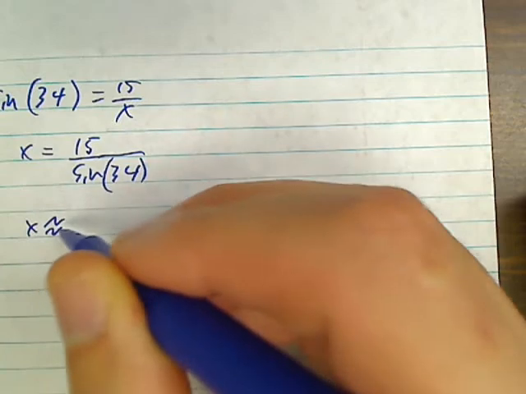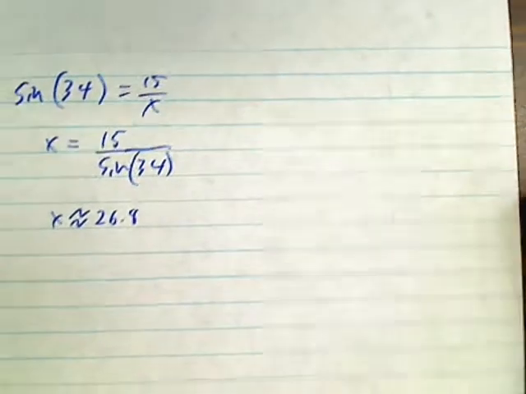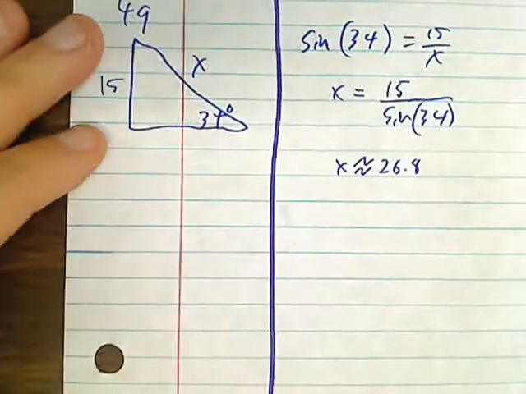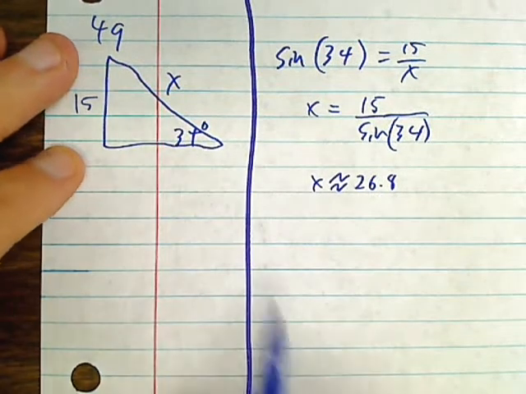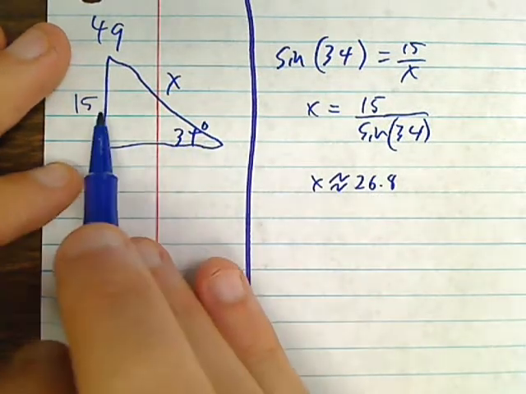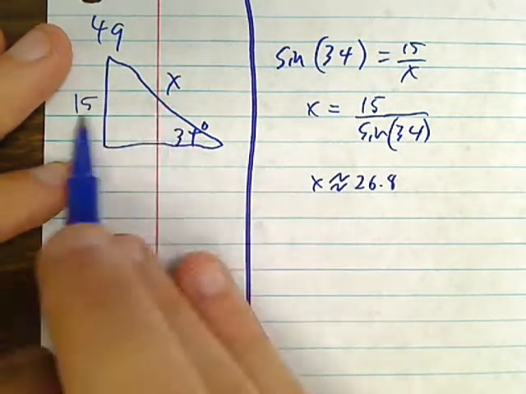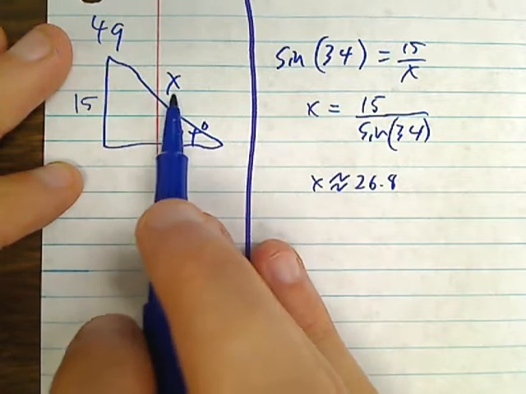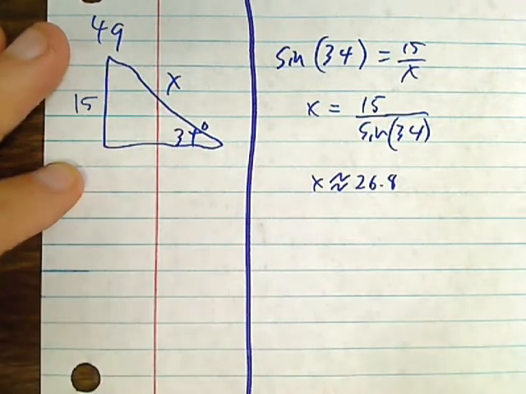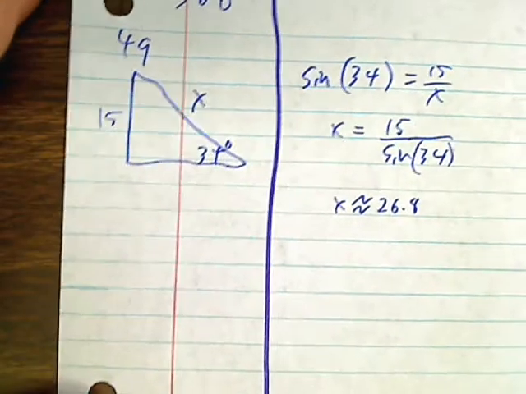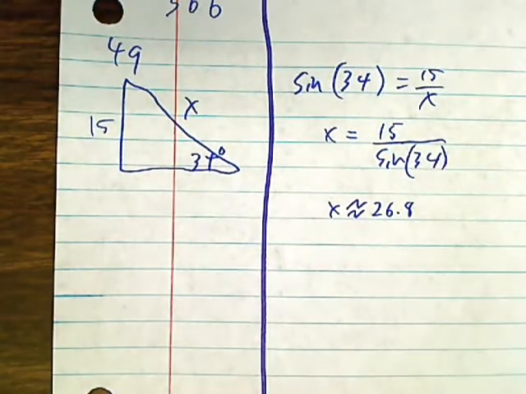X is about 26.8. Take a quick look at your picture. Make sure that makes sense. Sure, yeah, if that was 30, this would be a 30-60-90 right triangle, and that should be double, so that should be about 30 there. So yeah, that makes sense. Double 15. Okay, good. Great. So there's 49. We solved for the variable.